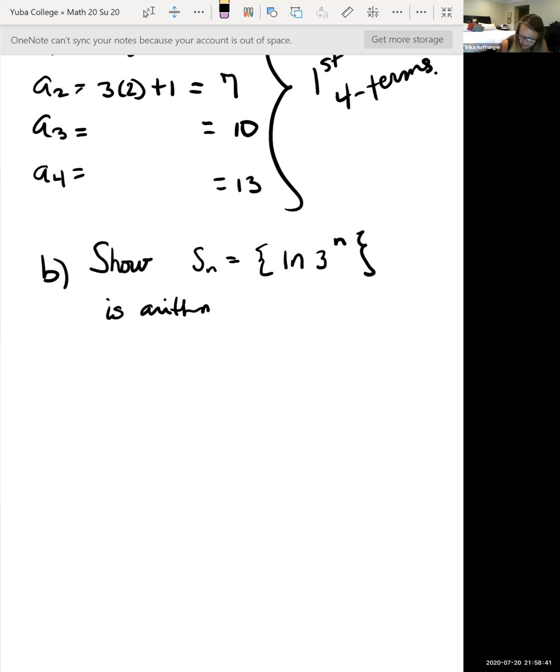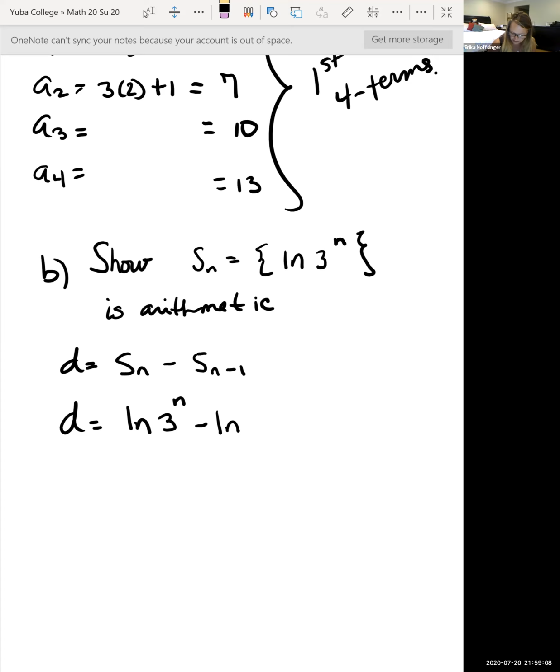So showing it's arithmetic, we want to find out what d is. D is equal to the term S sub n minus the term right before, S sub n minus 1. So if I'm looking at the natural log of 3 raised to the nth power minus, so let's go back in here, wherever we see an n, except for the natural log n part, we're plugging in n minus 1. So we have the natural log of 3 raised to the nth minus the natural log of 3 raised to the n minus 1 power. We have to show that that's a constant.